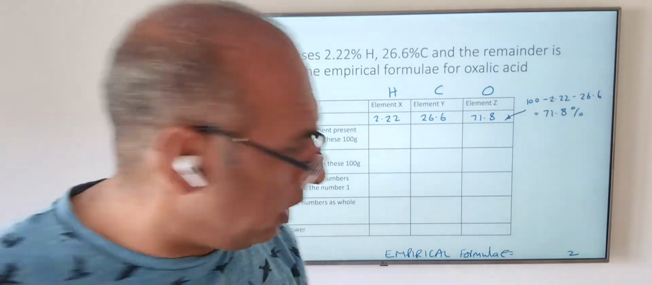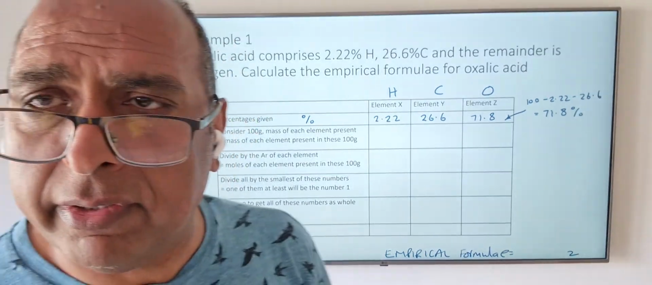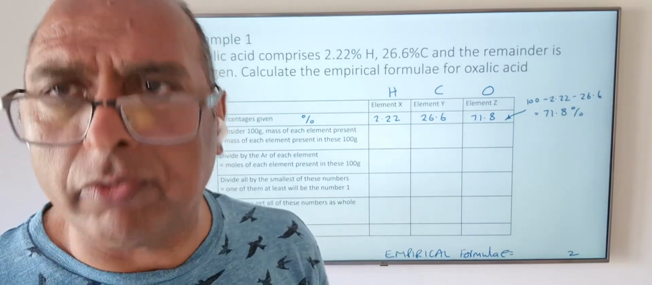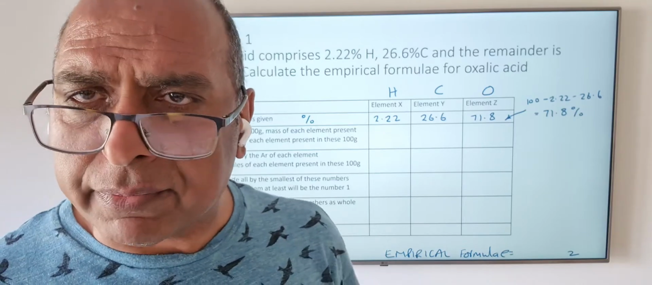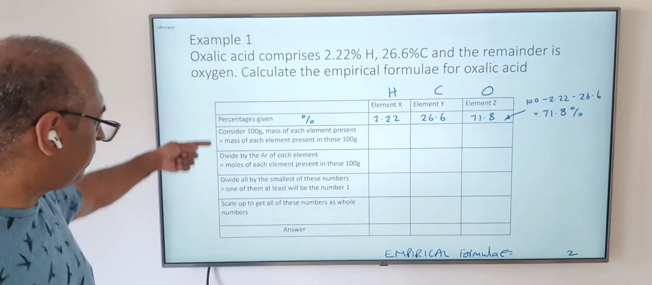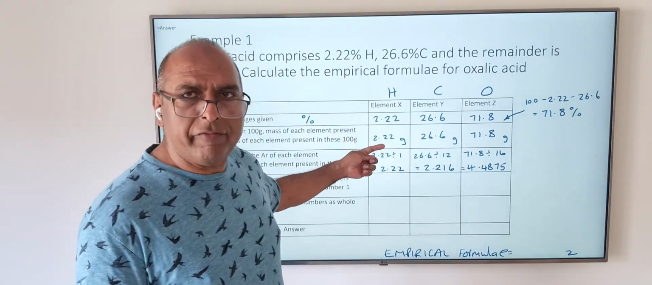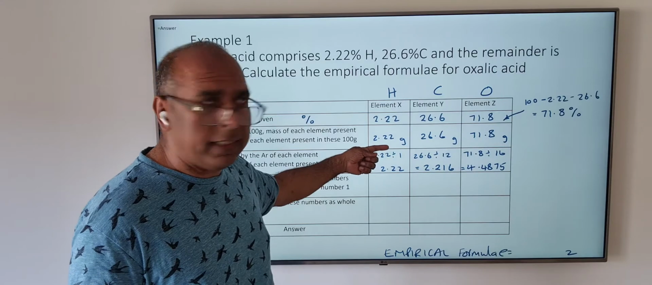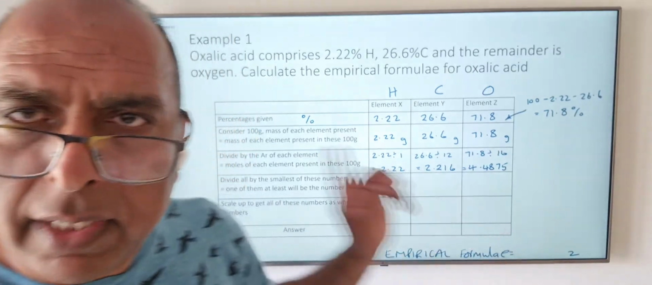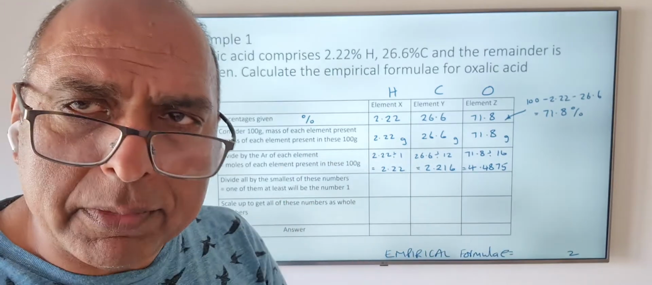But we don't want percentages. We can't do an empirical formula that is percentages driven. They're moles driven. The small numbers are ratios of moles or ratios of particles or ratios of atoms. They're not ratios of percentages. So we have to do the next step. Consider 100 grams. Well, believe it or not, for every 100 grams, 2.22 grams will be hydrogen, 26.6 grams will be carbon, 71.8 grams will be oxygen. Can you see they're just the same numbers? They're just now grams because you've considered 100 grams of that compound.